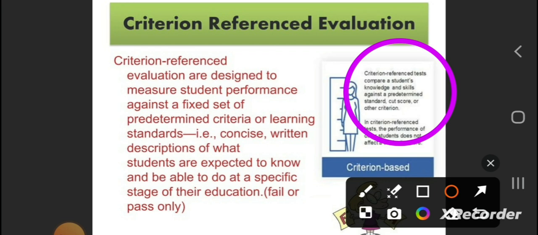This method is commonly used in certifications, educational assessments, and professional license exams. Examples include driving test, language proficiency test, and end of unit exams aligned to curriculum standards.